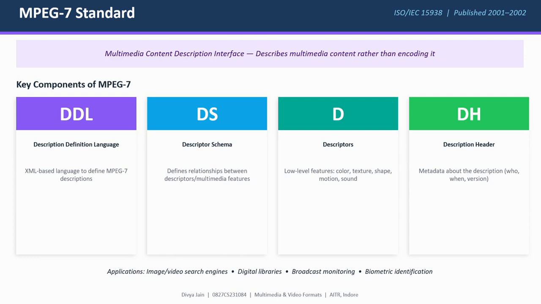It defines descriptors for low-level features like color, texture, and shape, descriptor schemas for how they relate, a DDL, an XML-based language to define descriptions, and a description header for metadata. Applications include image search engines, digital libraries, and broadcast monitoring. Think of Google reverse image search. The principles behind it are very similar to MPEG-7.